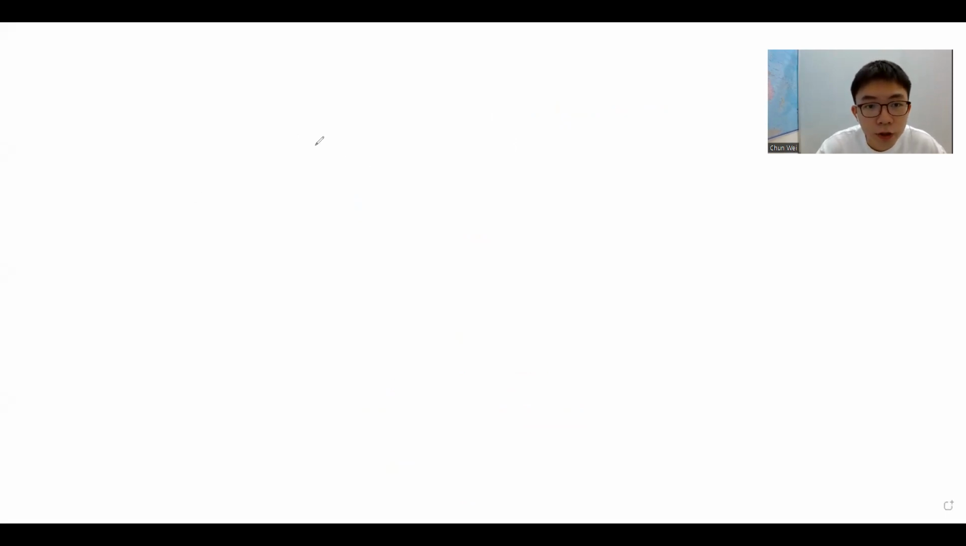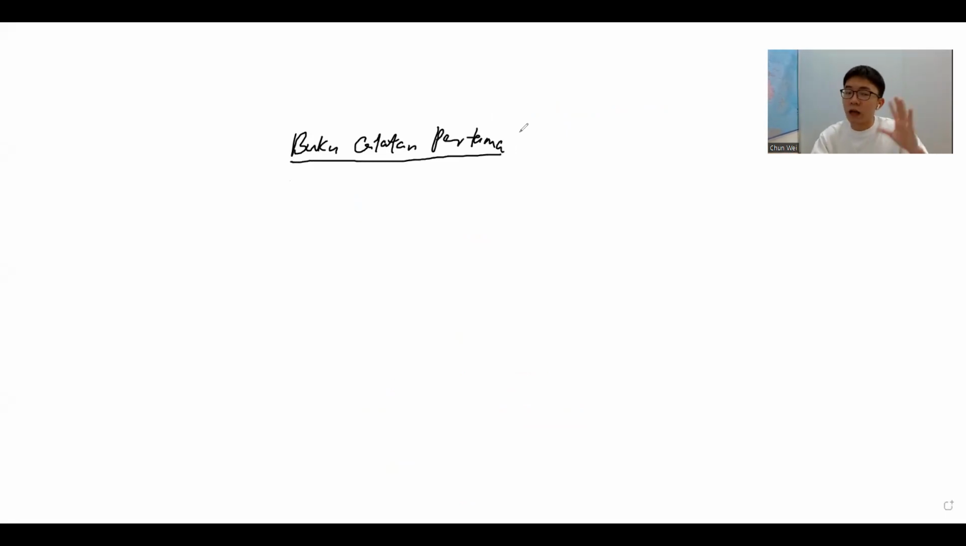All right. So here is the target of Buku Catatan Pertama. Okay, if you want to write down on your notebook, please do so. All right, sometimes I may be quite fast, then you can just screenshot the whole thing, take a photo of it if you want to, whatever is convenient to you, as long as it helps, then it's fine.